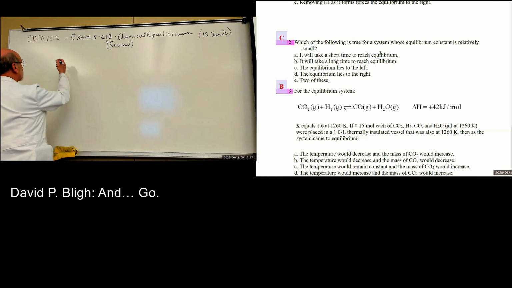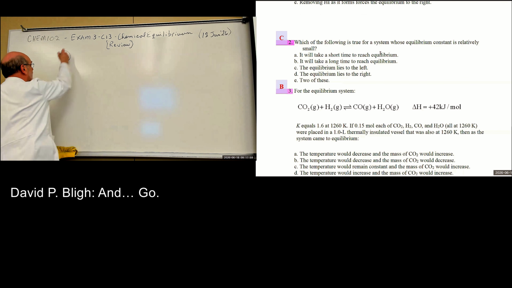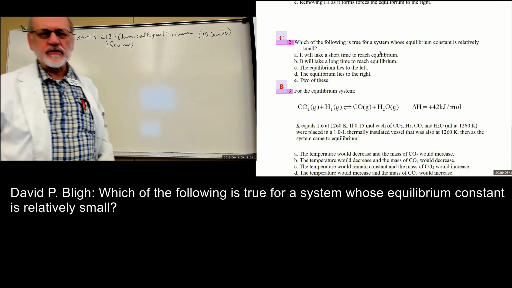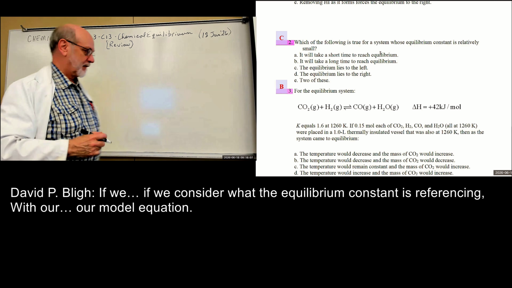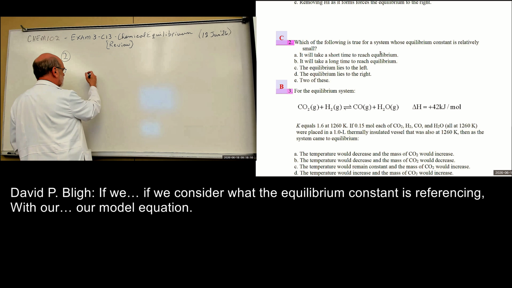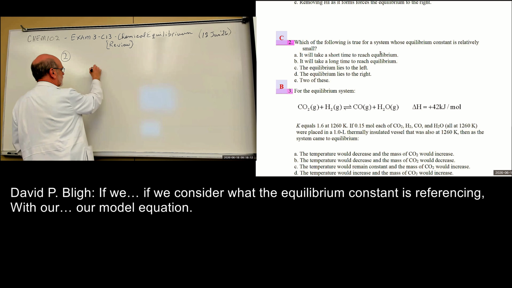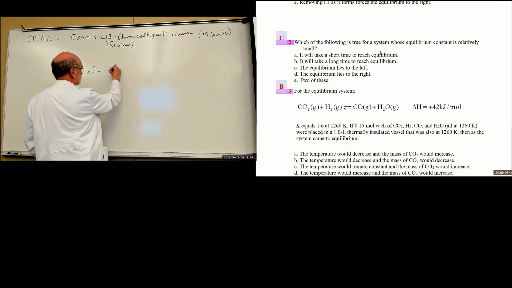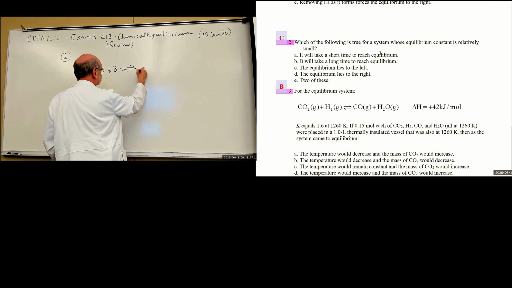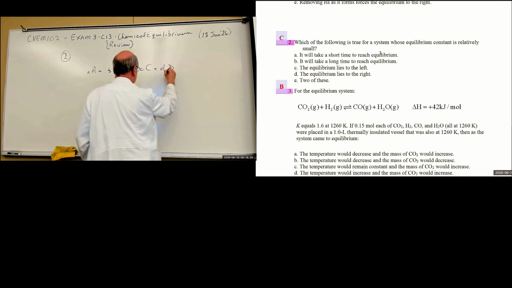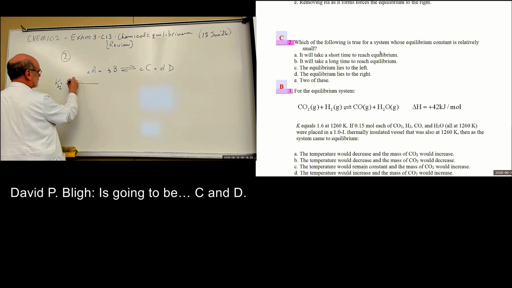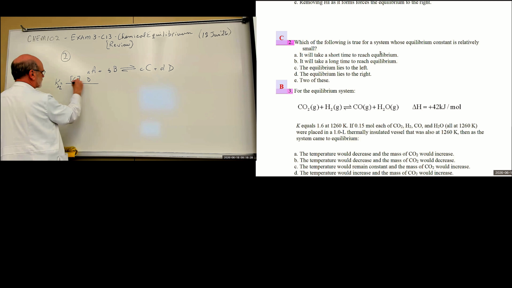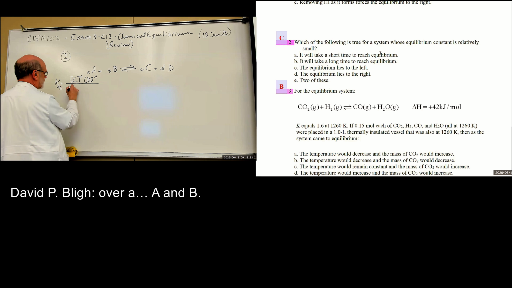Okay, number 2. Which of the following is true for a system whose equilibrium constant is relatively small? If we consider what the equilibrium constant is referencing with our model equation, then the equilibrium constant is going to be C and D over A and B.